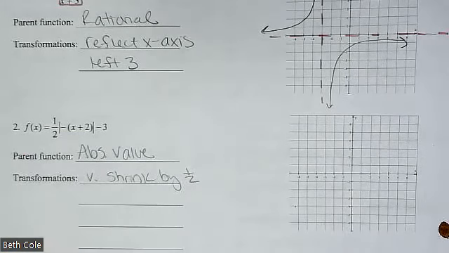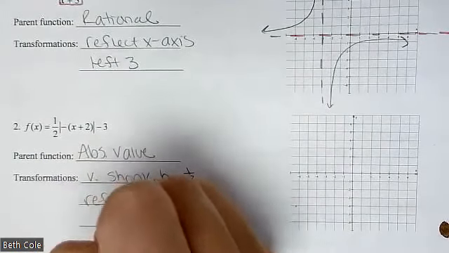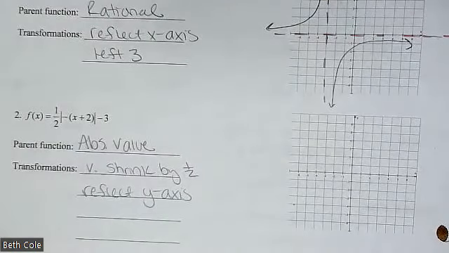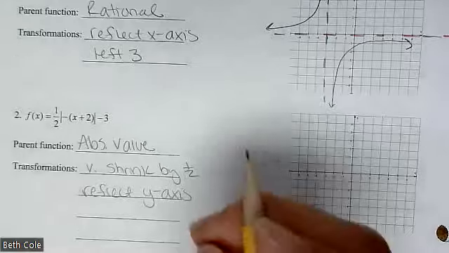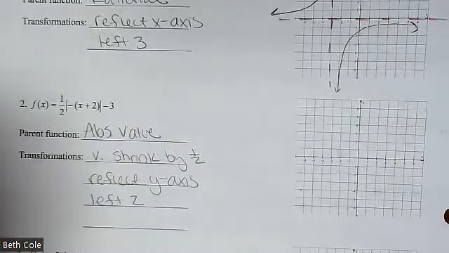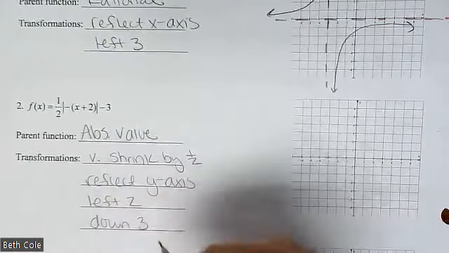All right, what else? Again, I don't care what order. Go ahead. Reflects y-axis. The negative is inside. So reflect y-axis. The +2 is also inside. Again, remember that's kind of backwards. So left 2. And then how about the -3? It's down 3. Good.